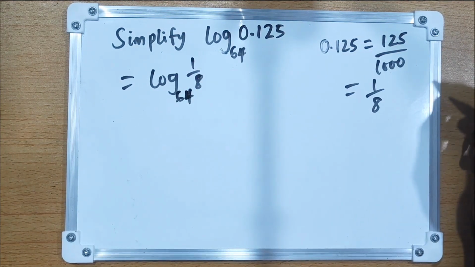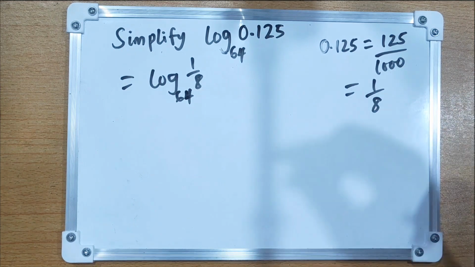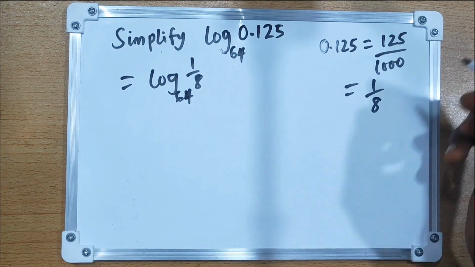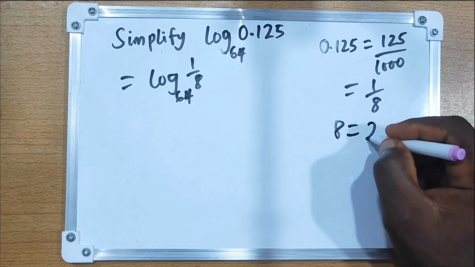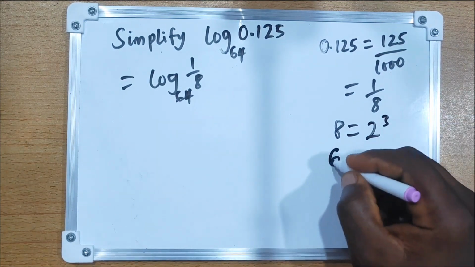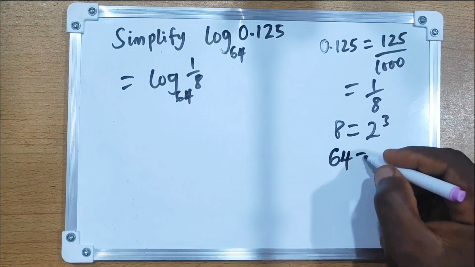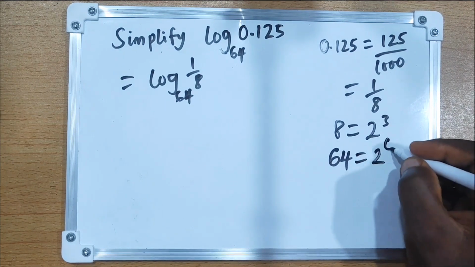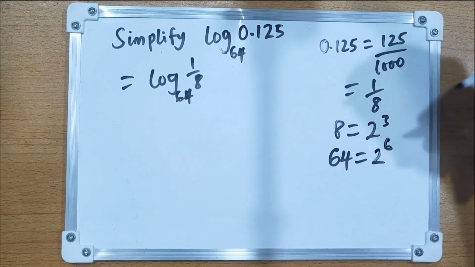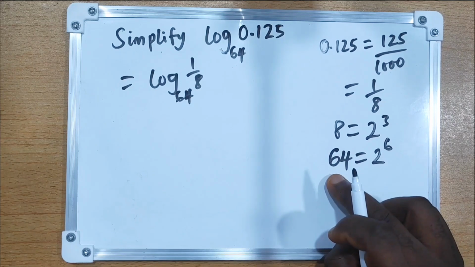Now, the next thing to do is to rewrite 1 over 8 and 64 in their index form. So I know that 8 ordinarily is equal to 2 raised to the power 3, and 64, being 8 times 8, is 2 raised to the power 3 multiplied by 2 raised to the power 3, and that's 2 raised to the power 6. That means multiplying 2 with itself repeatedly 6 times will give you 64.